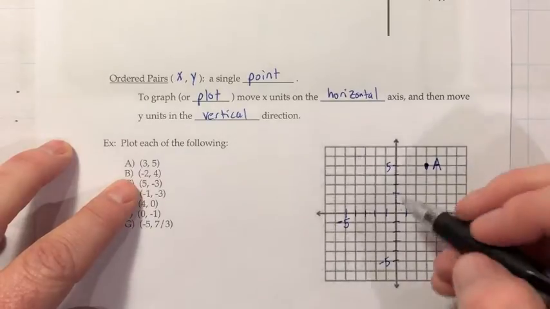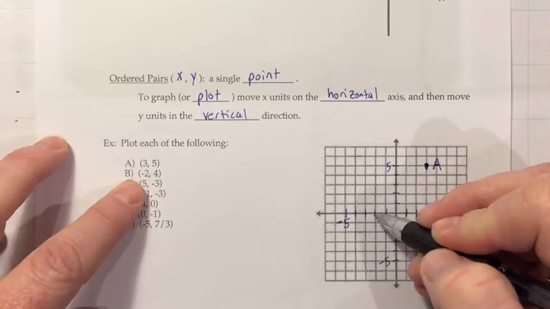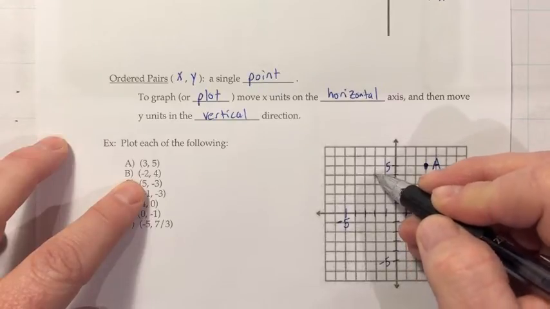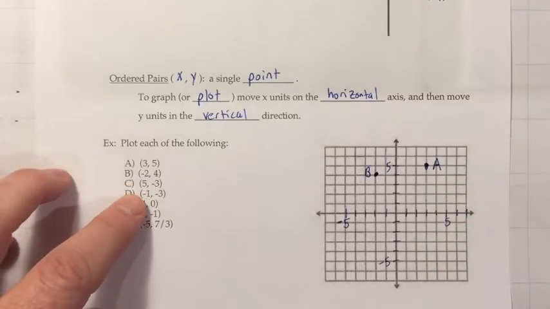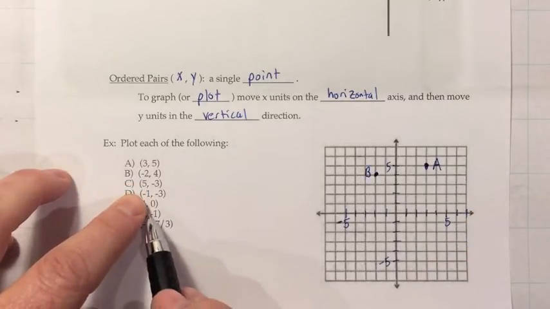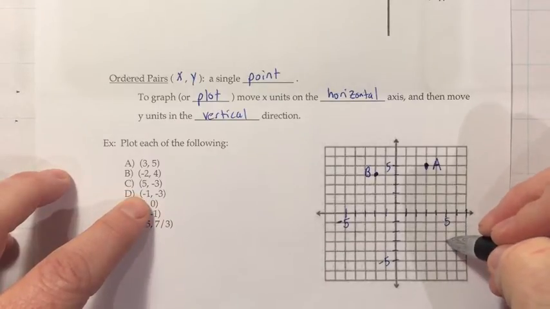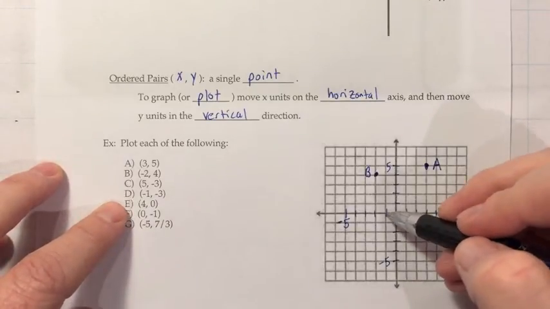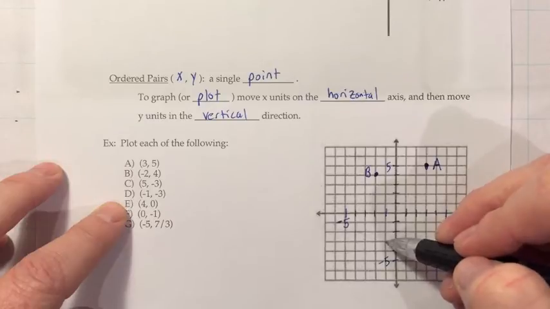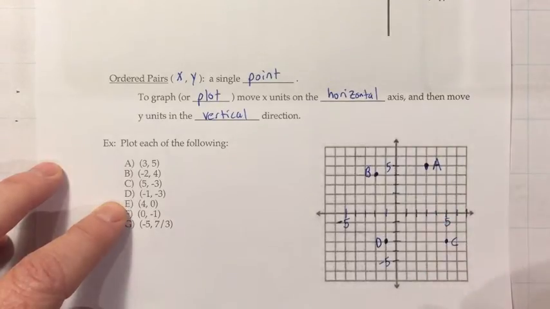Okay, so that's the idea, and we're just going to do that a few more times. Negative 2, 4: start with your pen or pencil at the origin, move left 2 because it's negative, and then up 4. And there's point B. And then 5, negative 3: over to 5, down 1, 2, 3. That's point C. And D is negative 1, negative 3, so left 1, down 1, 2, 3. And that's plotting ordered pairs.